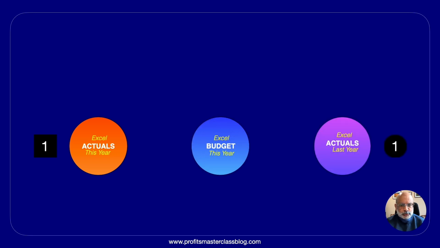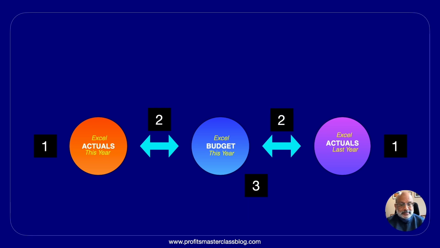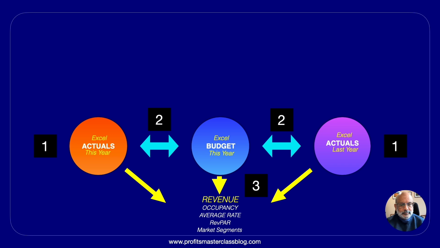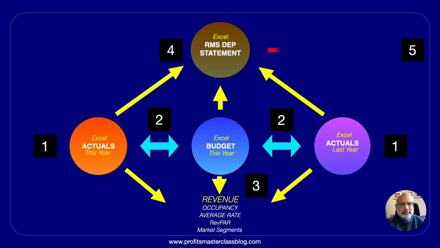You begin with the actuals, then you link the actuals with the budget, and you link them with these important major KPIs. And then all that travels to the rooms department statement. And finally, to the hotel income statement, including variances, as I said before.